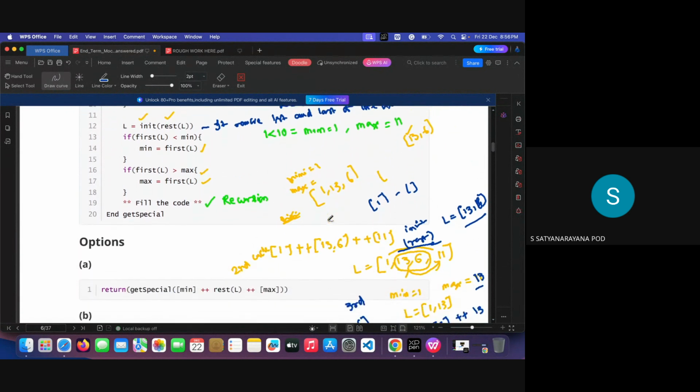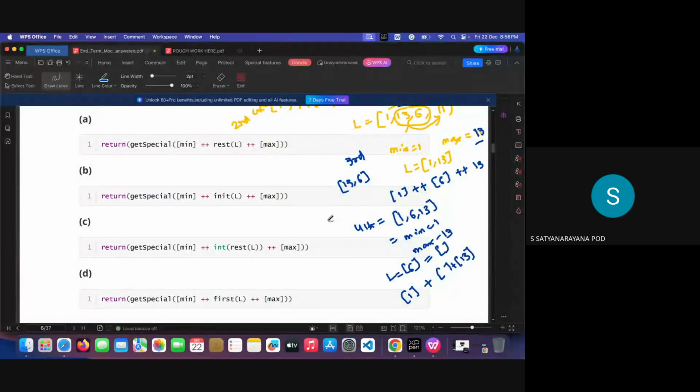So what happens, 1, 13 is called. 6 is avoided. Am I right then? Is it right? Yes, sir. So rest means we are avoiding the left side one, the first element. Init means we are avoiding the last element. Fine. So this case is no problem. This case works, no issues there.